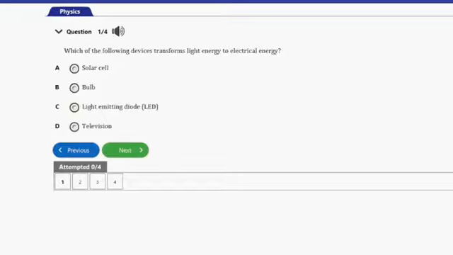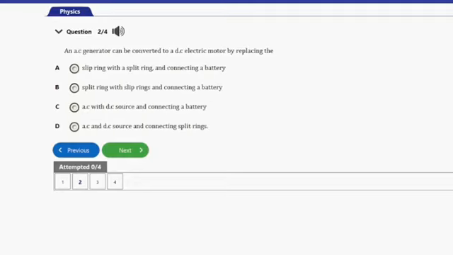Let's go ahead and consider the next question. That's question number 2 here. It says, an AC generator can be converted to a DC electric motor by replacing the A, slip ring with a split ring and connecting a battery. B, split ring with a slip ring and connecting a battery. C, AC with DC source and connecting a battery. D, AC and DC source and connecting a split rings.